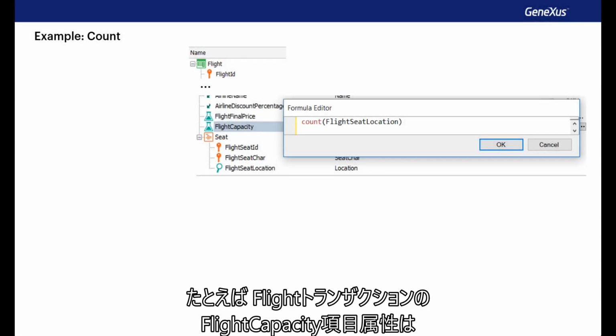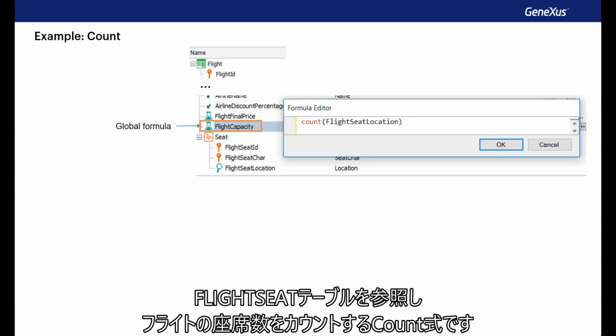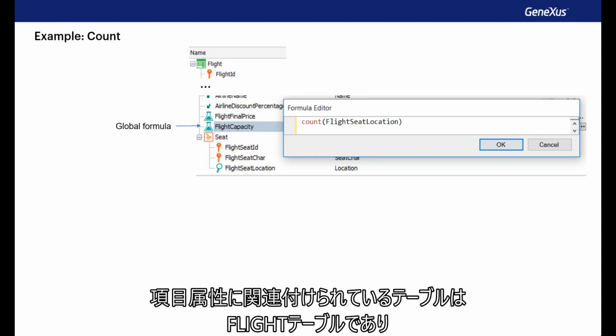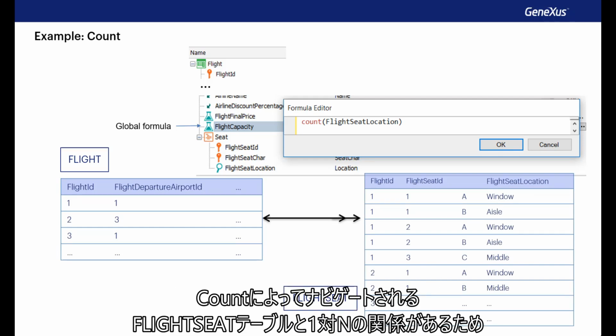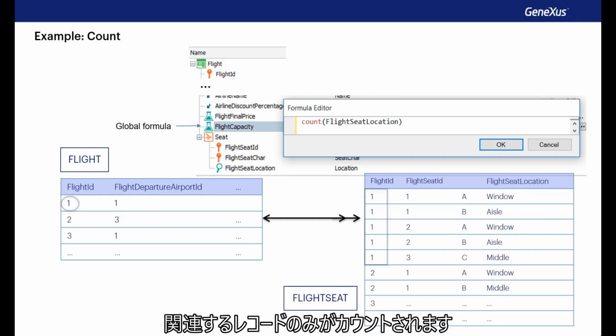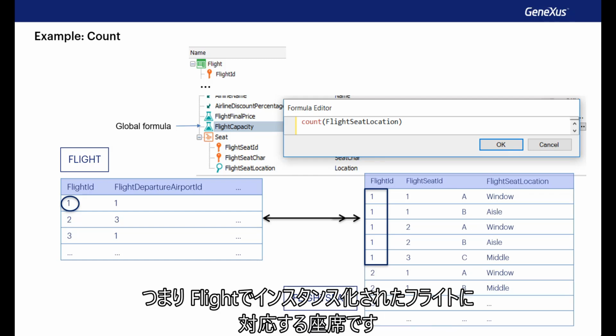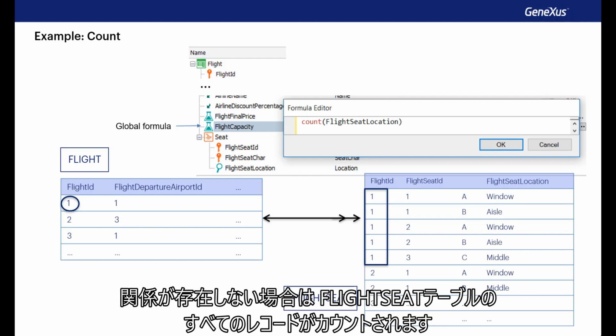For example, the flight capacity attribute of the flight transaction is a count formula that runs through the flight seat table and counts the number of seats on the flight. Since the table associated with the attribute is the flight table, which has a 1-to-n relationship with the flight seat table navigated by the count, only the related records will be counted. In other words, the seats corresponding to the flight instantiated in flight. If there were no relationship, all records in the flight seat table would be counted.